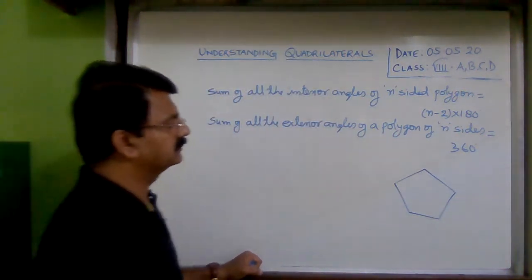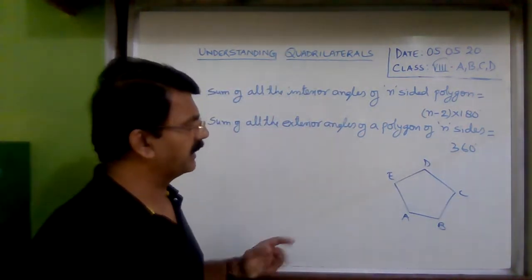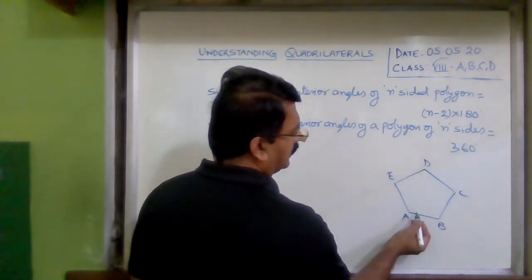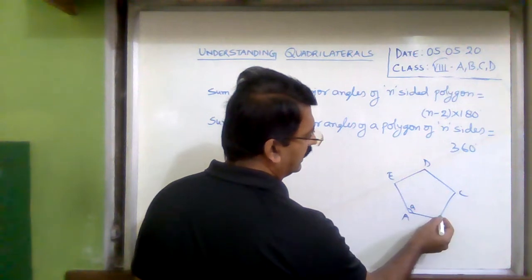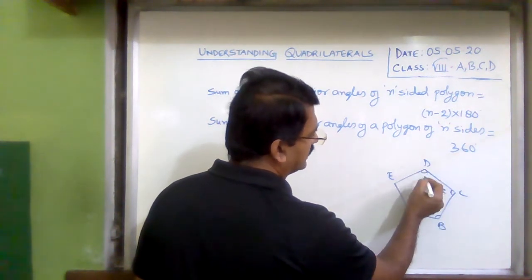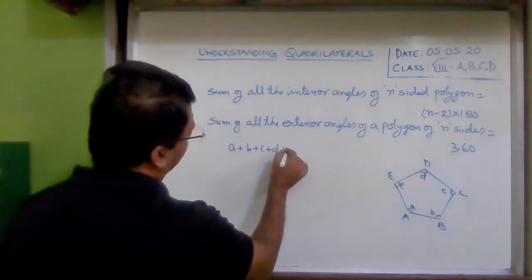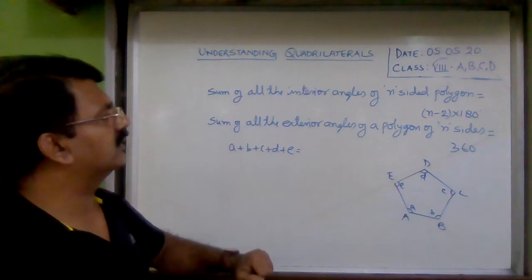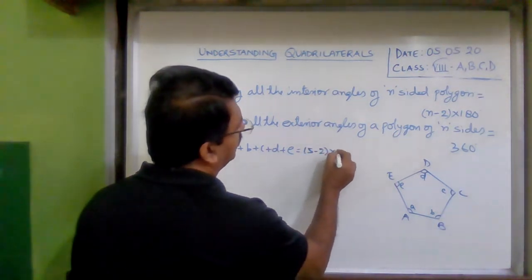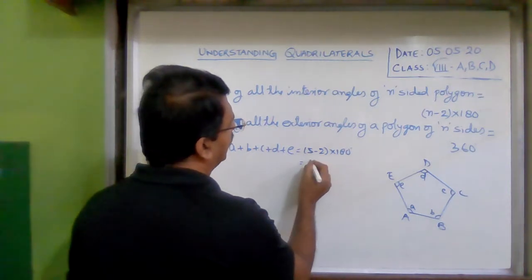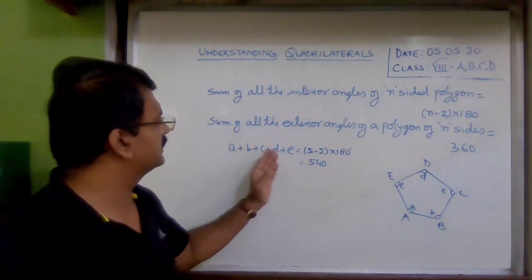Now I'll give you an example of that. This is a pentagon. A, B, C, D, E is a pentagon. Suppose these angles are small a, small b, small c, small d, and small e. So A plus B plus C plus D plus E, that is the sum of all the interior angles of a pentagon, we can find from here. In place of n you write down 5. So 5 minus 2 into 180. 5 minus 2 is 3. 3 into 180 is 540. So the sum of all the interior angles of a pentagon is 540. That means A plus B plus C plus D plus E is equal to 540.